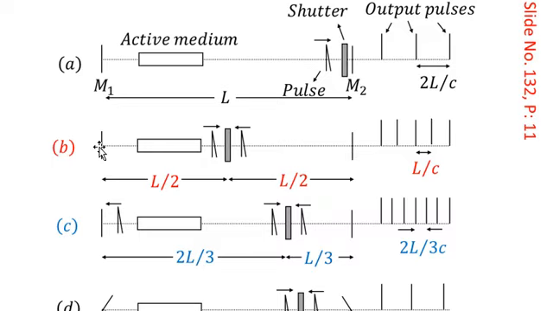So this is mirror 1 at a distance L by 2 from the shutter. This is mirror 2 at a distance L by 2 from the shutter. This is the shutter. So you can see that there are two pulses passing through the shutter from opposite directions.